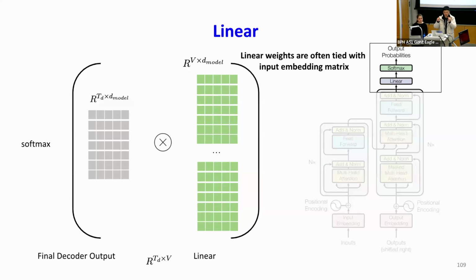And the linear weights are often, as I've written here, tied with the input embedding matrix, just because weight tying is a useful technique. You usually use the same weights for the initial embedding mapping and the final embedding mapping. So the only difference is the direction, right? In the original input embedding mapping, you map the token IDs to embedding vectors. And now you map the embedding vectors to token IDs.